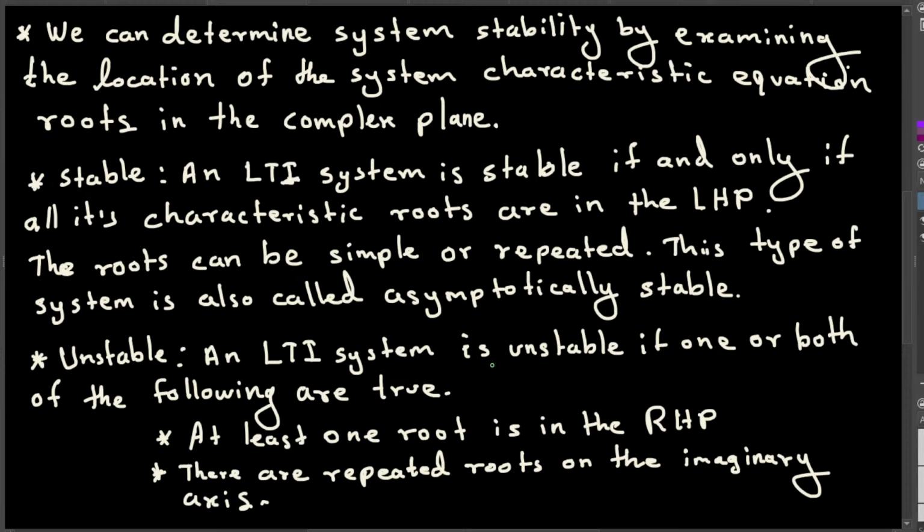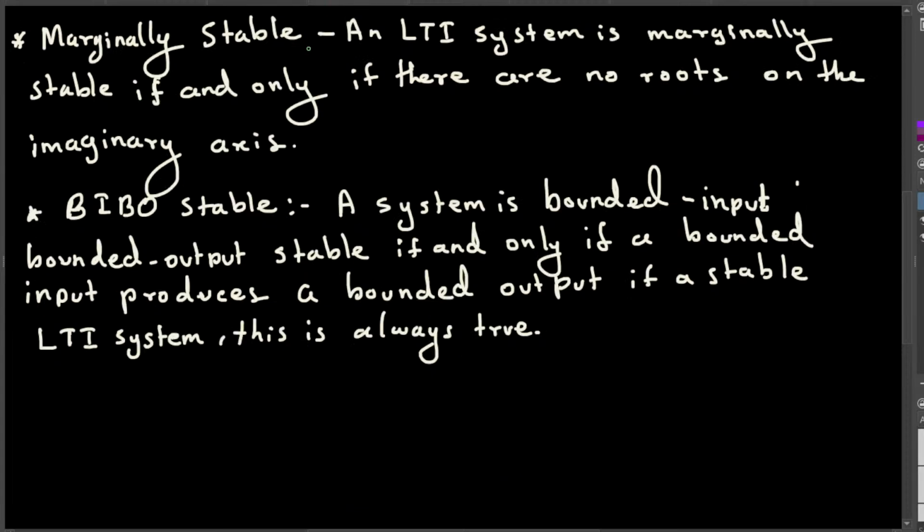Unstable: an LTI system is unstable if one or both of the following are true. At least one root is in the RHP. There are repeated roots on the imaginary axis. Marginally stable: an LTI system is marginally stable if and only if there are no roots in the RHP and there are non-repeated roots on the imaginary axis. BIBO stable: a system is bounded input, bounded output stable if and only if every bounded input produces a bounded output. In a stable LTI system, this is always true.